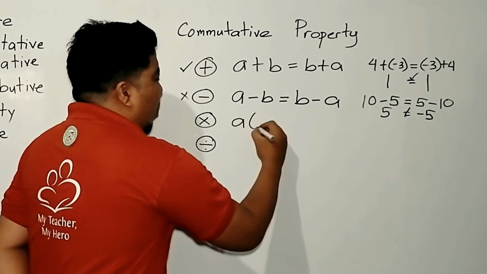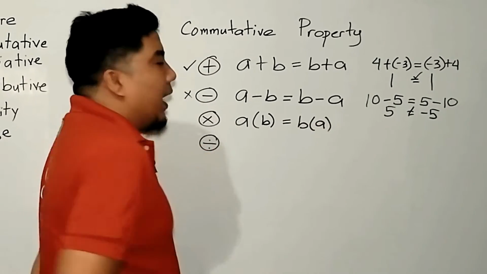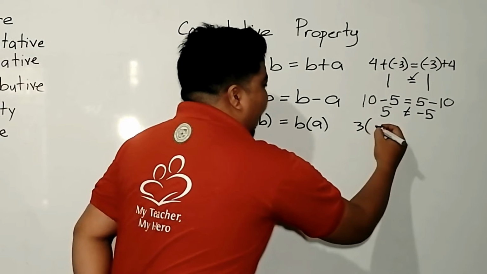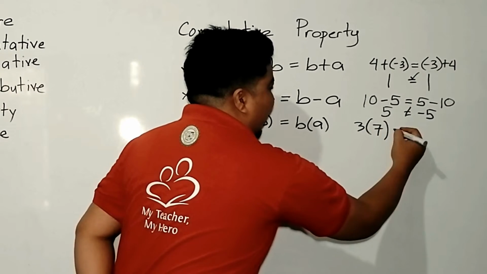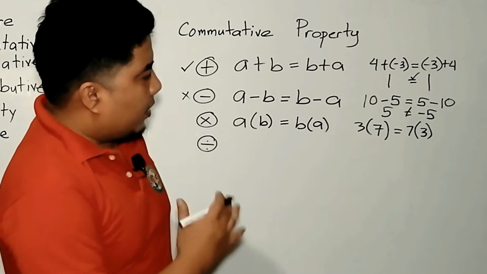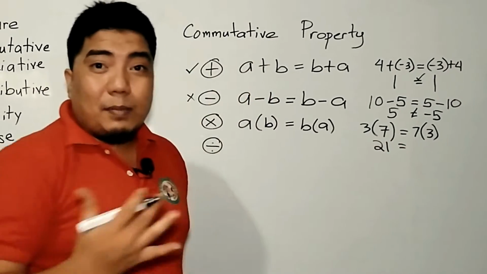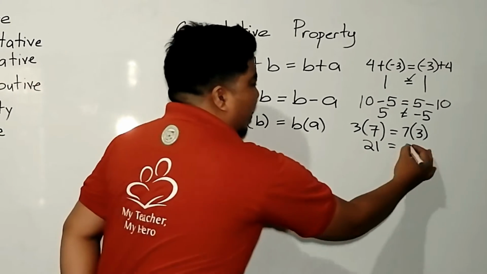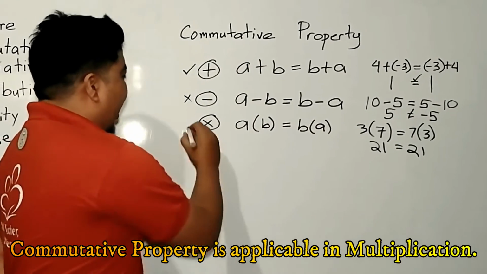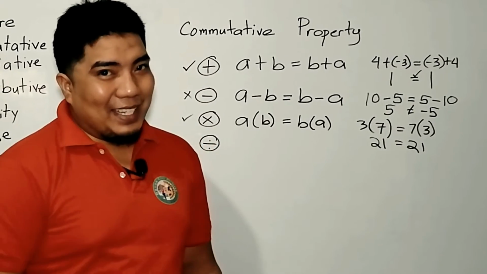It says that A multiplied by B is just the same as B multiplied by A. Let's try. We have 3 times 7 is just the same as 7 times 3. 3 times 7 is positive 21. 7 times 3 is also positive 21. Therefore, we can say that in multiplication, commutative property is applied.